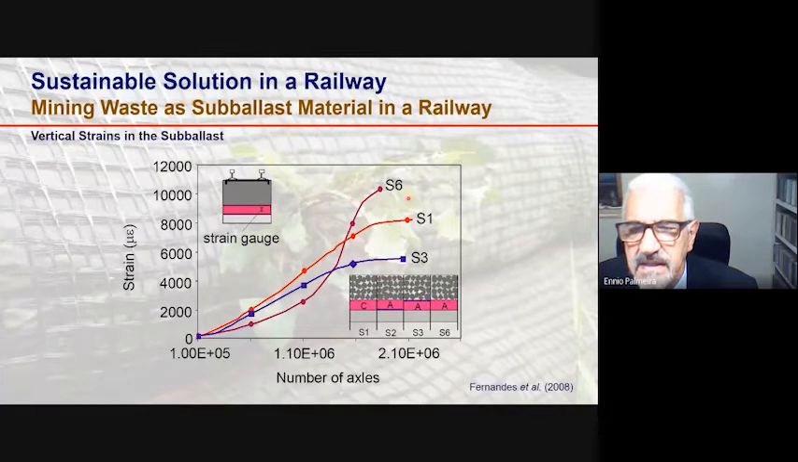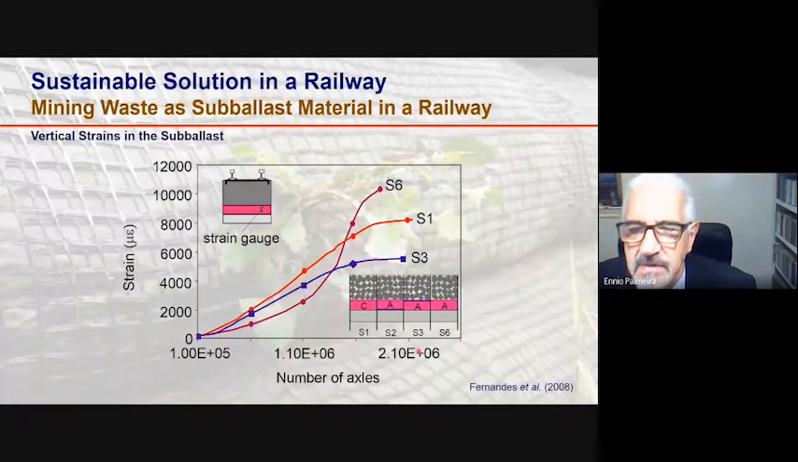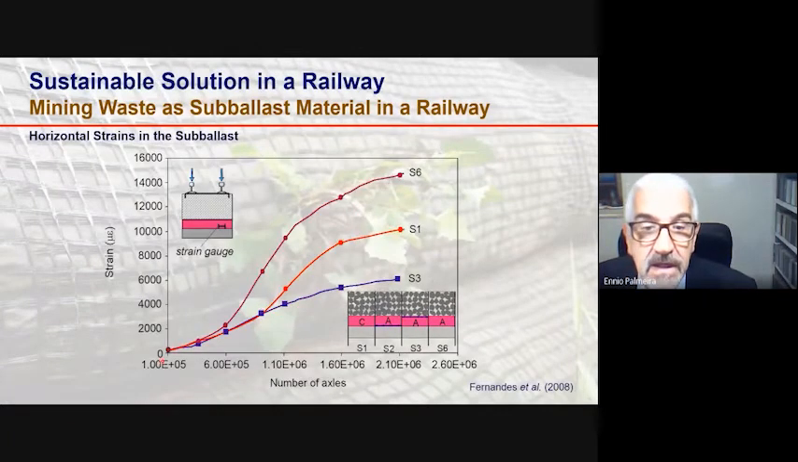Large settlements at this stage for the section with just the alternative subballast material, and smaller strains in section S3 with the presence of the geogrid reinforcing the alternative subballast material. And this graph shows results in terms of horizontal strains in the subballast layer as a function of the number of axles, train axles that pass on the railway.